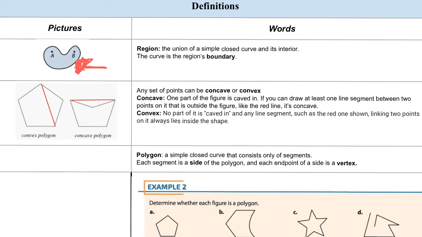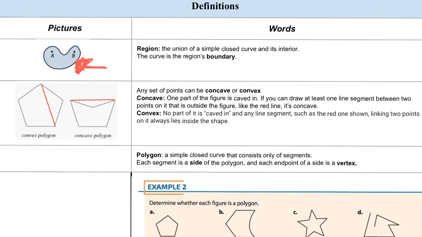Next definition are concave and convex. Any set of points can be either concave or convex. Concave, I think of it like this: it caves in. So when we look at this polygon right here, see how it kind of caves in on itself? This is concave. Convex is where it does not cave in. Now, the one thing I want you to look at is the red diagonals, because this is your technical definition for concave and convex.